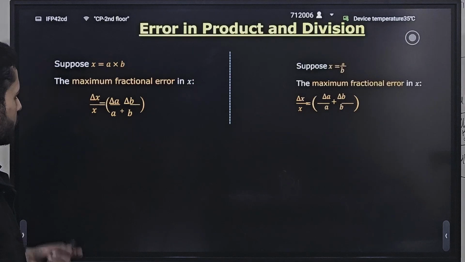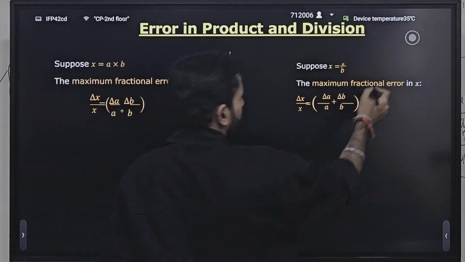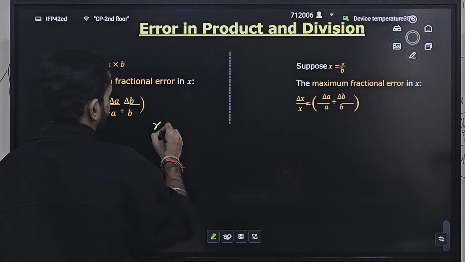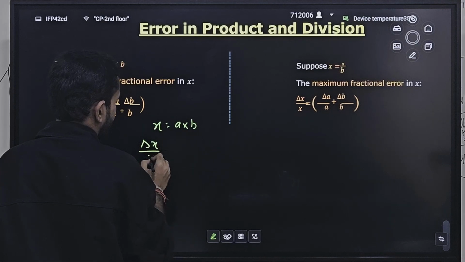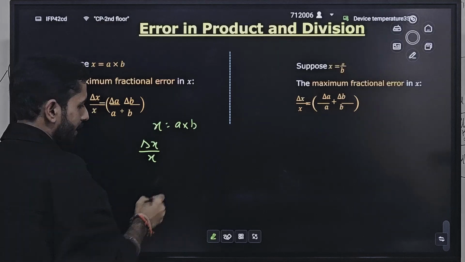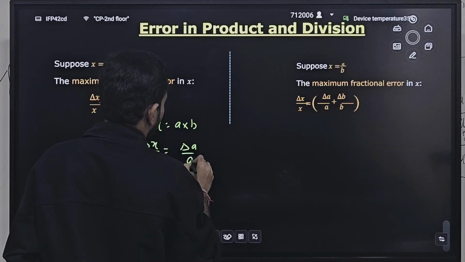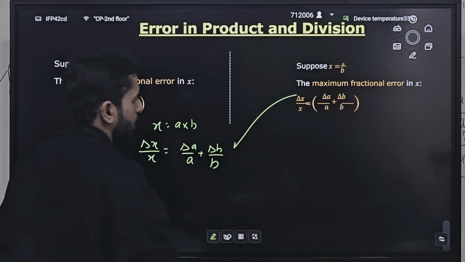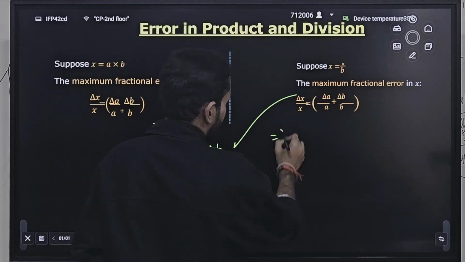And in case of product, errors again always get added, but in what way? Let's suppose x is given as a into b. So if I ask you what is delta x by x, that means the error in x or percentage error in x, it will be written as delta a by a plus delta b by b. The same case goes for division also. It is never changing.